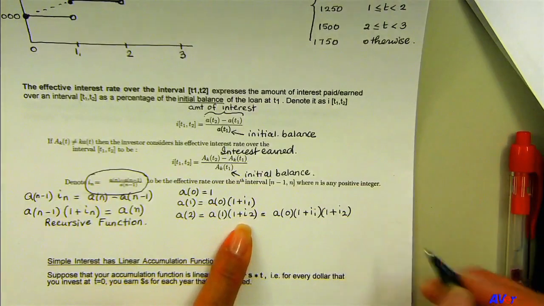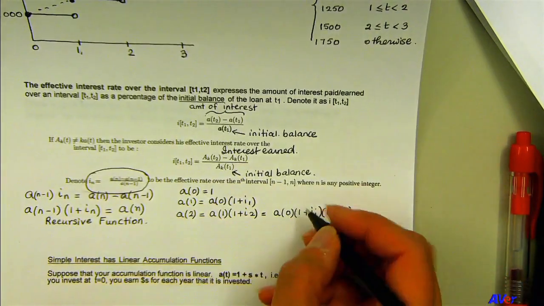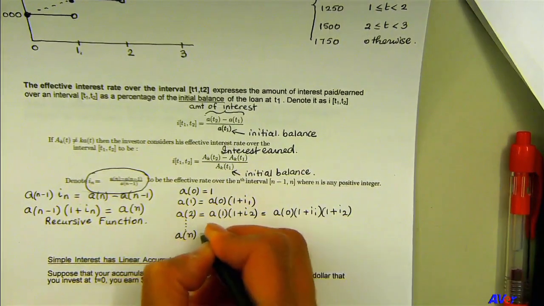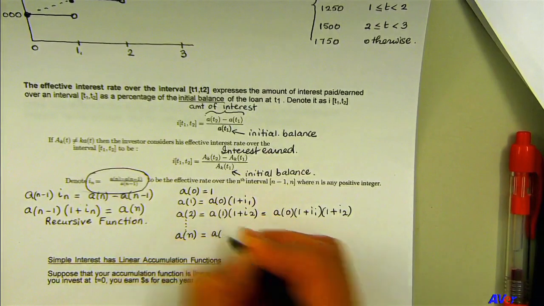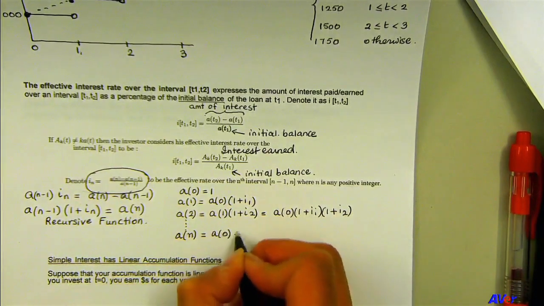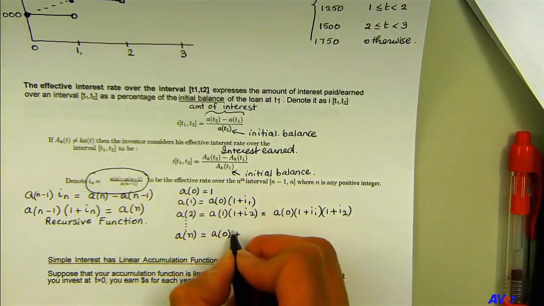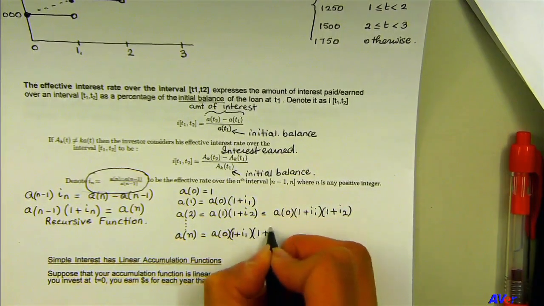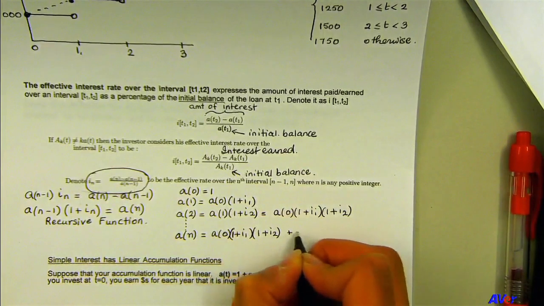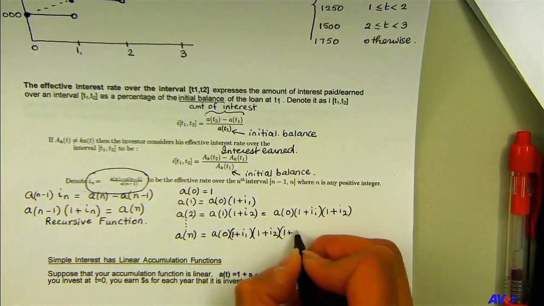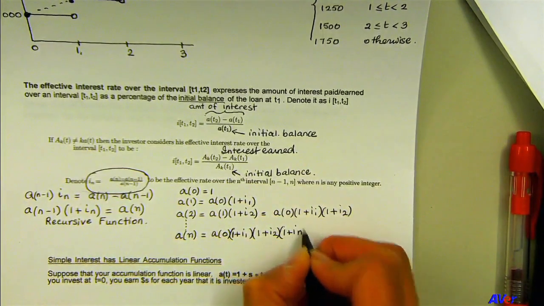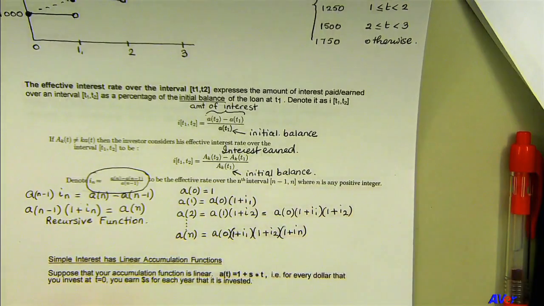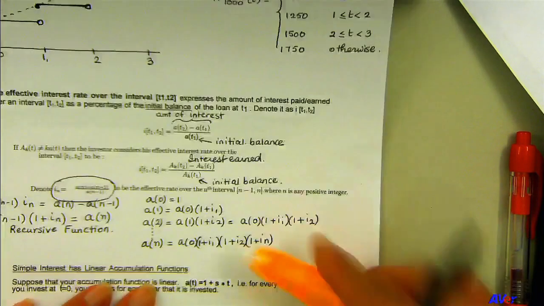Keep going like this. A of n is equal to A of 0 times, no plus, 1 plus I1, 1 plus I2, no plus, 1 plus In. So I should really make dot, dot, dots there, okay? Because it's not the very next term. Let's fix that once and for all.